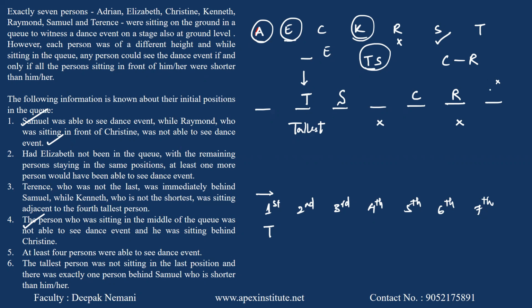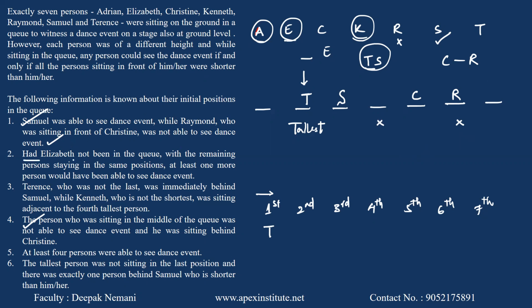Now can we have Kenneth here, who was not the shortest? He was sitting adjacent to the fourth tallest person. Now can we have R being the fourth tallest person? Hmm, no. Or let's not start with that.